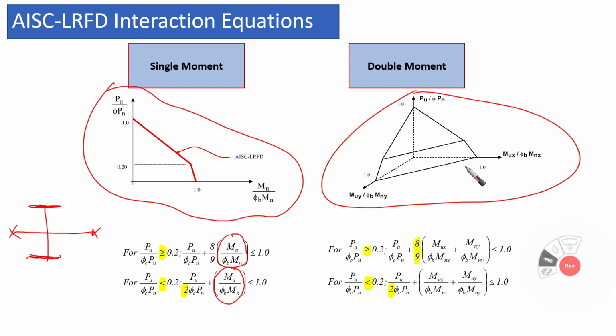But if we have two different moments around x and y, we have a term related to x and another term related to y, and this means that we are going to have two terms inside the flexural part. Okay, two terms. And of course we are talking about two cases: larger than or equal to 0.2, or smaller than 0.2.